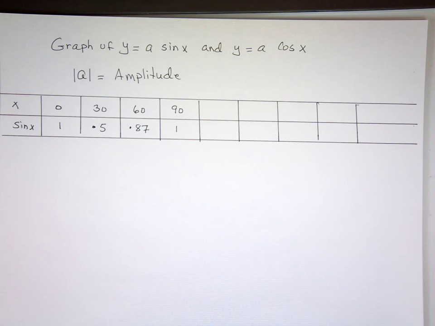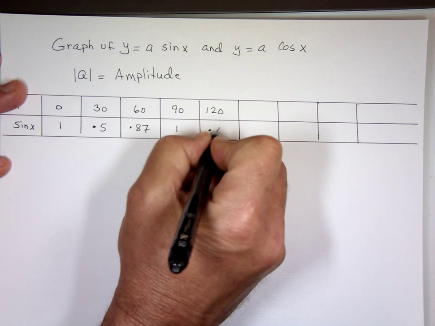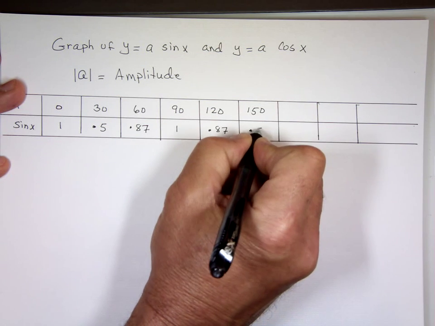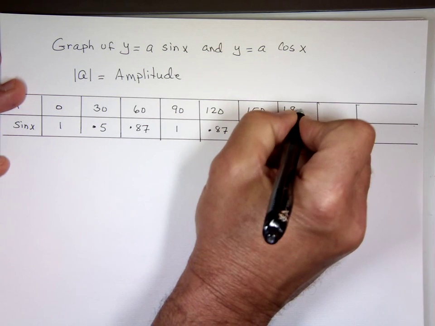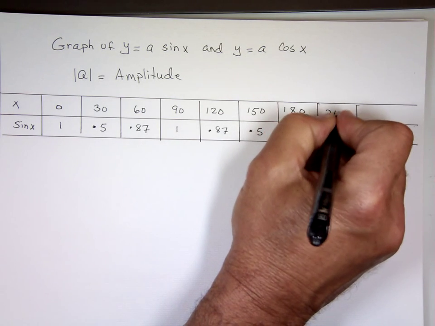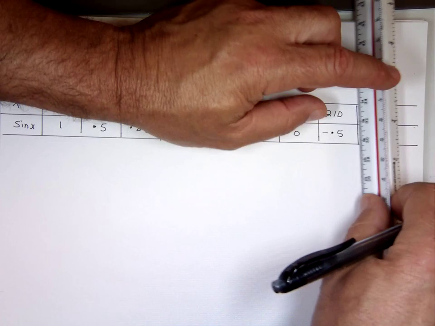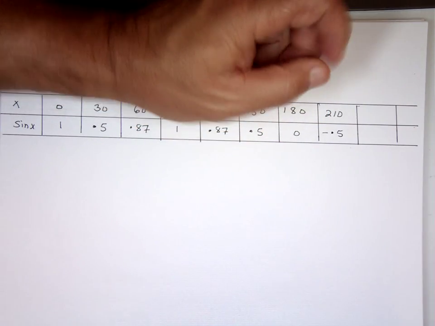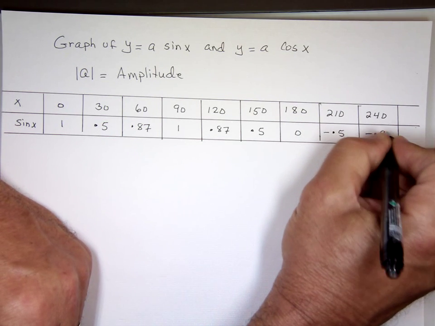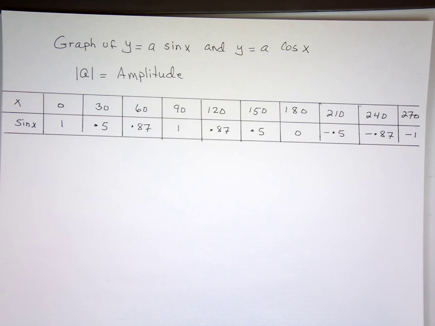1. If it's 120, I'm going by 30, 120, it's 0.87. If it's 150, it's 0.5. If it's 180, that's a 0. If it's 210, that's negative 0.5. If it's 240, that's negative 0.87. If it's 270, that's a negative 1. And you continue with that. Keep going.